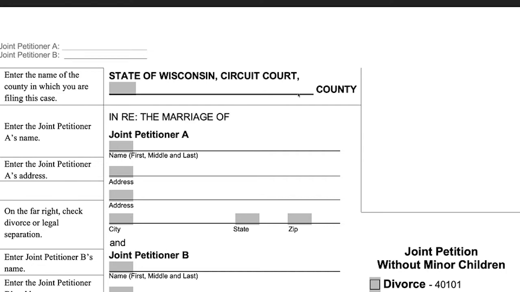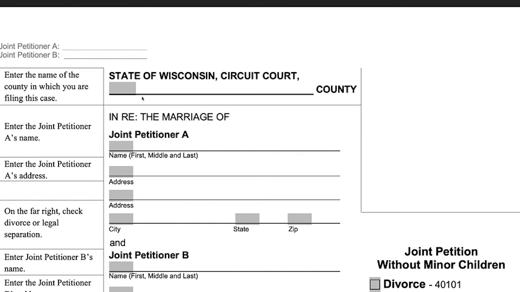So, looking at the form here on the screen, you can see in the top left-hand side, you identify each petitioner. It doesn't matter who picks petitioner A or who is petitioner B. Just pick one and stick with it throughout the form.